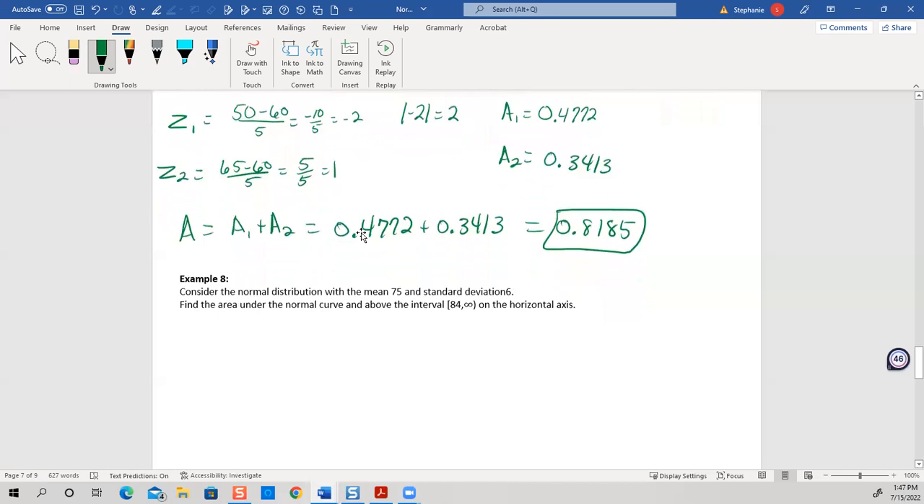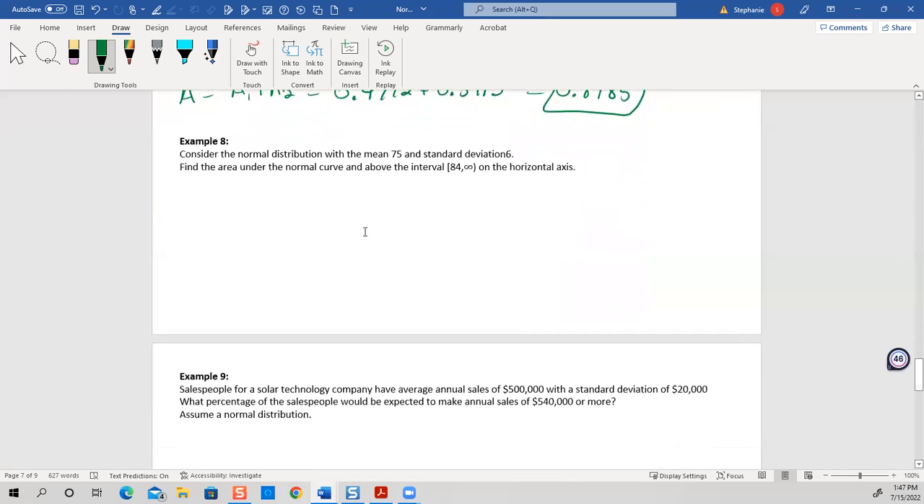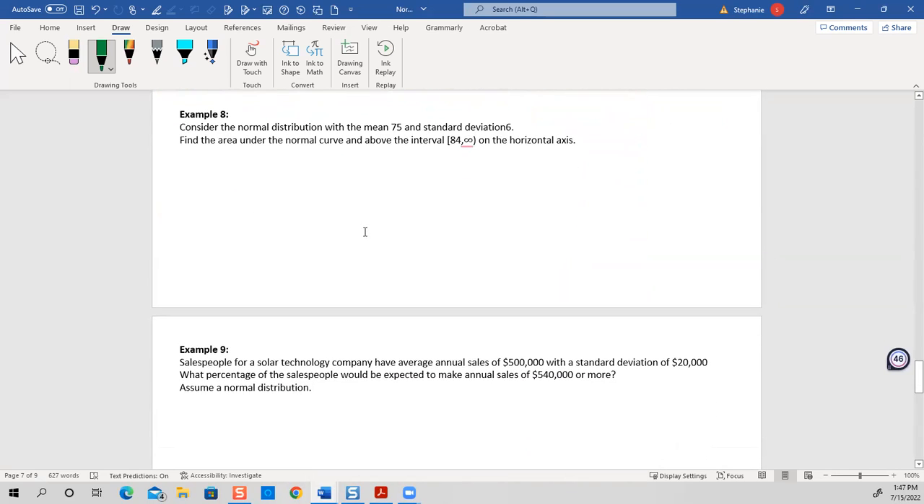Okay, so let's take a minute and do example 8. Example 8 says consider the normal distribution with a mean 75, a standard deviation of 6. And now we're given an interval for x here, 84 to infinity. So infinity is not an exact value that you can find. So we're going to have to do a little bit extra work here.